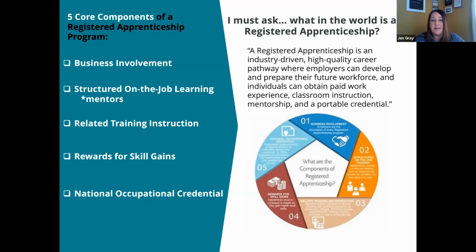The third part is the related training instruction. We also call this the classroom instruction. The classroom instruction really depends on the occupation and how long that education component lasts. A registered apprenticeship program can go anywhere from 1 to 5 years. So you're looking at about part-time schooling per year of the occupation for that program.